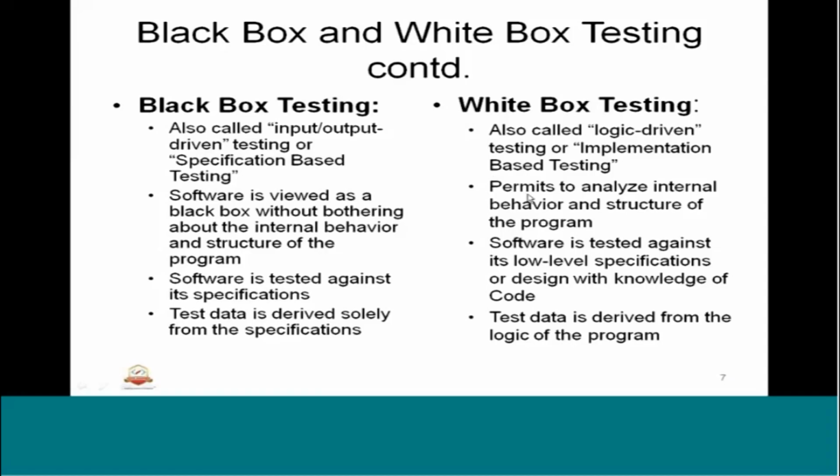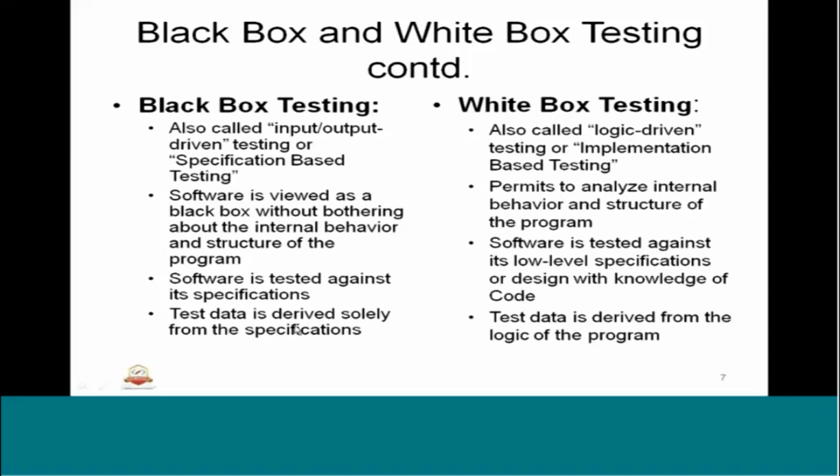White box permits us to analyze the internal behavior and structure of the program. In black box, software is tested against its specifications, whereas in white box the software is tested against low level specification or low level design with knowledge of code. That means code and low level design both are used for doing the white box testing.